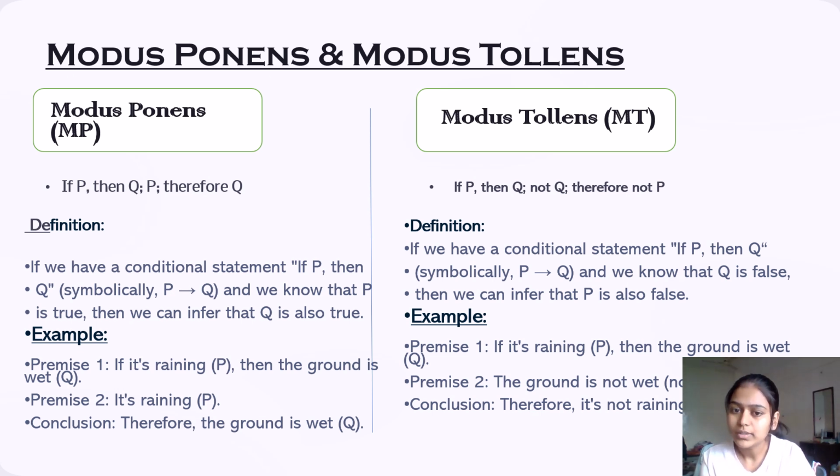In modus tollens, if P then Q, not Q, therefore not P. Definition is if we have a conditional statement, if P then Q, symbolically P implies Q, and we know that Q is false, then we can infer that P is also false. For example, premise 1 tells if it's raining then the ground is wet. Premise 2 tells that the ground is not wet. Then the conclusion will be therefore it's not raining.